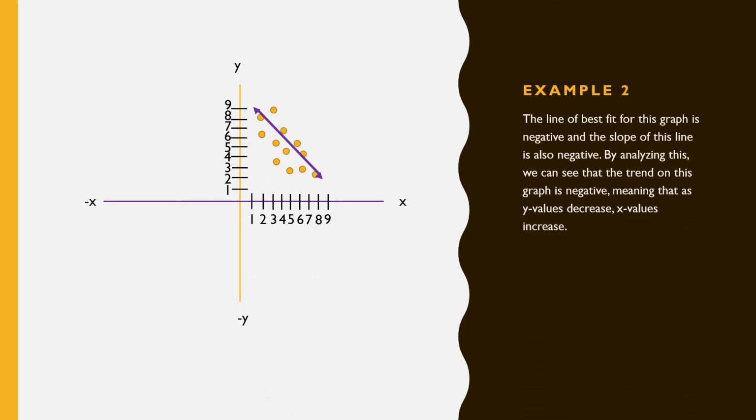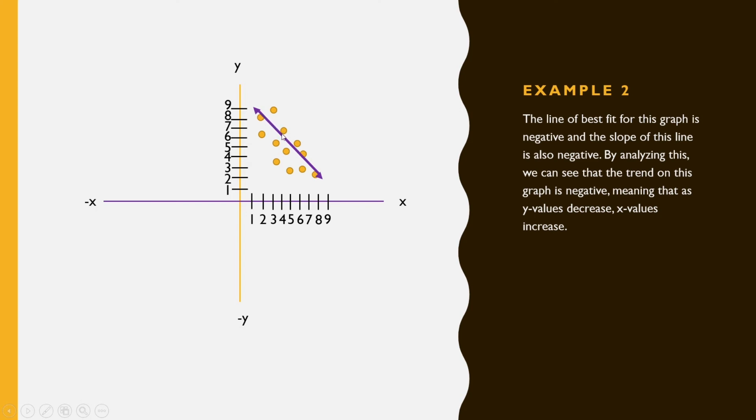By putting a line of best fit over the plotted points, you can see that the slope is negative because as you decrease in y value, you increase in x value. By the slope being negative, you can tell that the trend on this graph is negative.